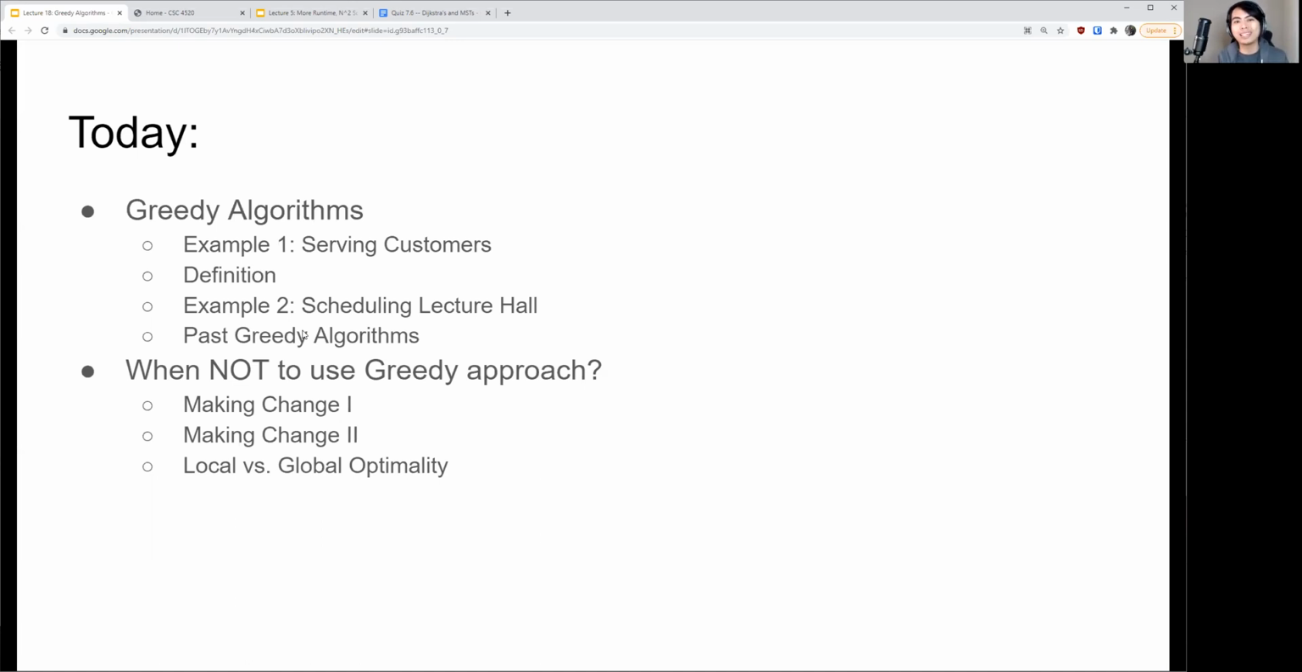So we're actually going to go at it in the opposite order. We're going to tell you when not to use greedy algorithms, and hopefully that'll help you build an intuition on when to use greedy algorithms. Okay, so let's dive right into it.